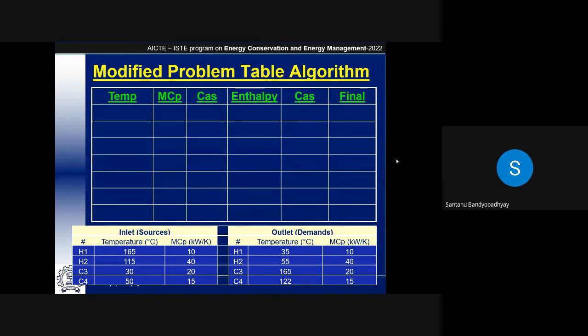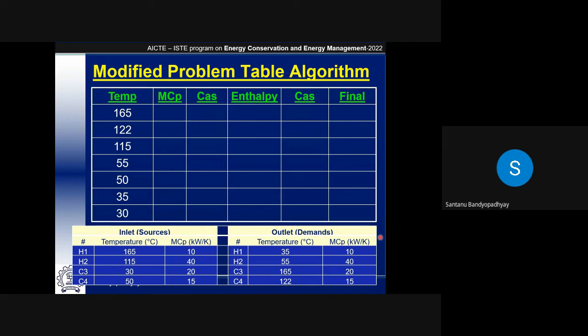Now if you look at all these temperatures, then the maximum comes out to be 165. There are two entries for it. So we'll write down 165. The next entry will be 122, this number. Then next entry will be 115 and so on and so forth. So if we write down, it will be 55, 50, 35 and 30.